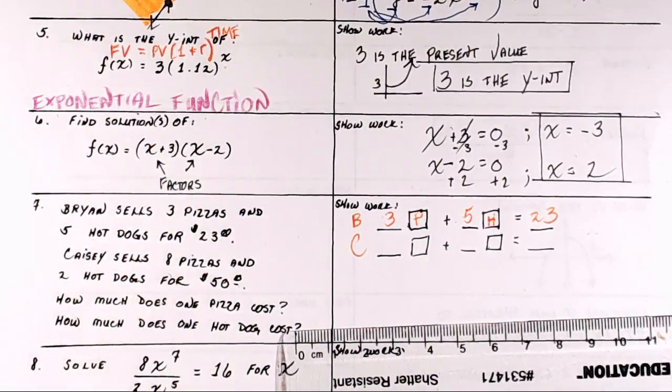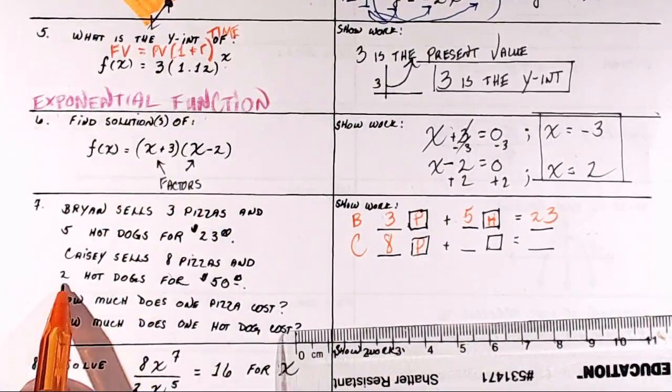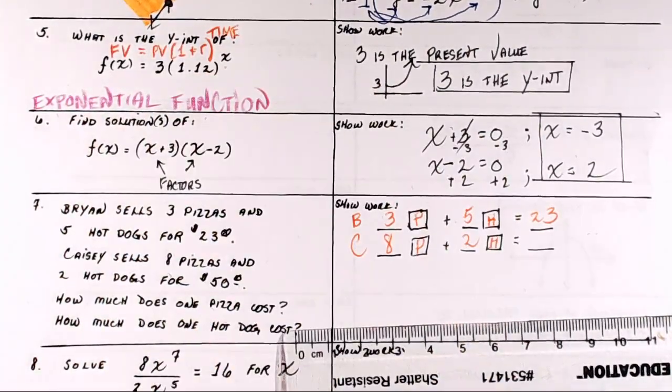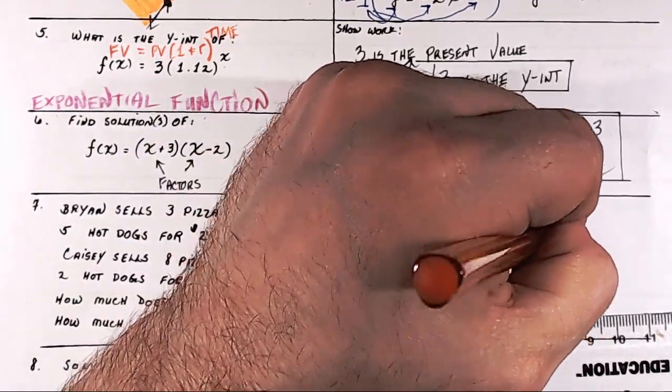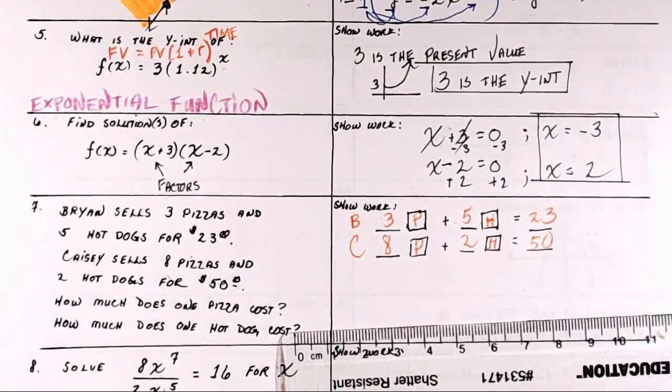Casey sells 8 pizzas and 2 hot dogs for $50. How much does 1 pizza cost? How much does 1 hot dog cost?